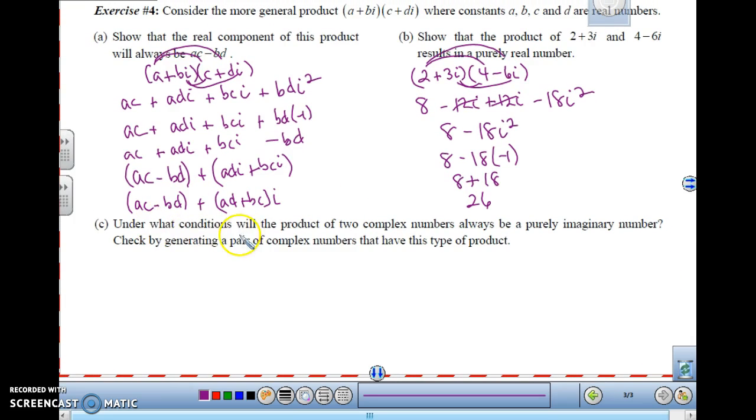All right, under what conditions will the product of two complex numbers always be a purely imaginary number? Check by generating a pair of complex numbers that have this type of product. So if we're looking at A plus BI times C plus DI, which came out to be this, how can we make this be only imaginary? What part of this would have to be not there? Well, the AC minus BD would have to be not there. How could we make it not there if that was equal to 0? So if AC minus BD is equal to 0, that means that AC will equal BD.